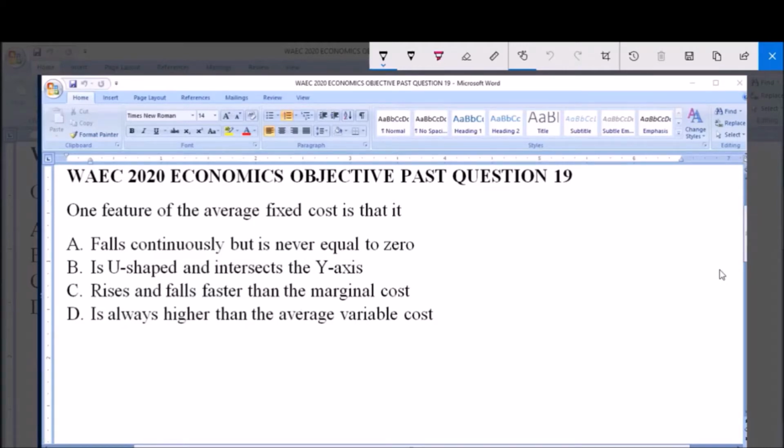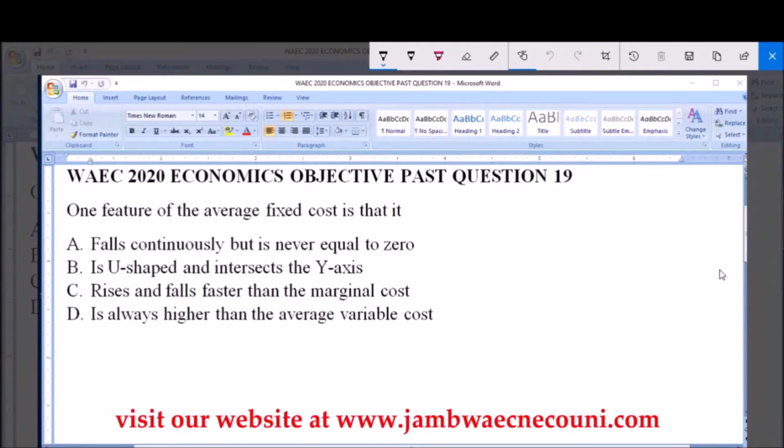One feature of the average fixed cost is that it A. falls continuously but is never equal to 0, B. is U-shaped and intersects the y-axis, C. rises and falls faster than the marginal cost, D. is always higher than the average variable cost.